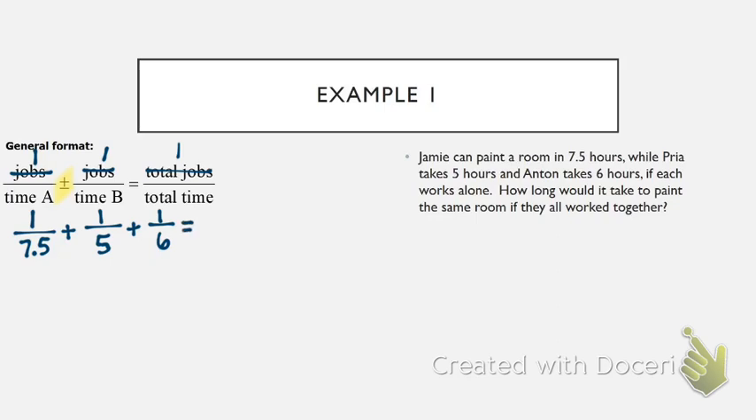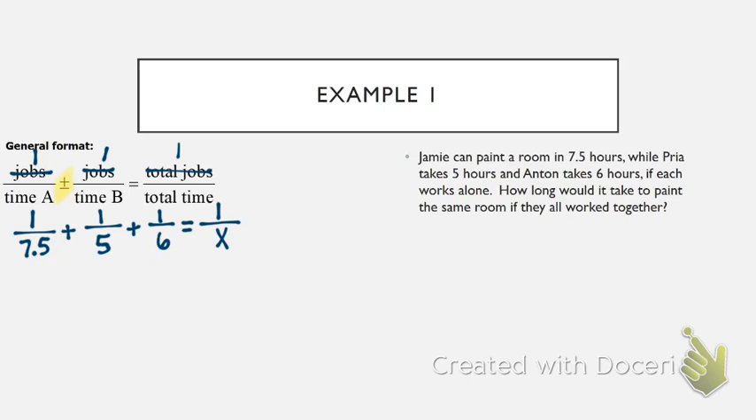What it's asking me is how long would it take these 3 people to finish if they all work together. So they're still painting the same room, but I want to know how long is the total time. Well, in algebra, if I don't know something, I don't know this total time, so I'm just going to call it x. It's my unknown variable. I don't know what it is, so I'm just going to call it x, and when I figure it out, we'll end up with x equals at the end.